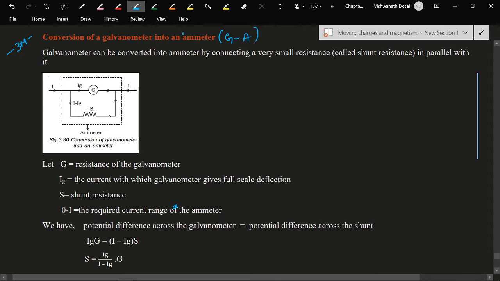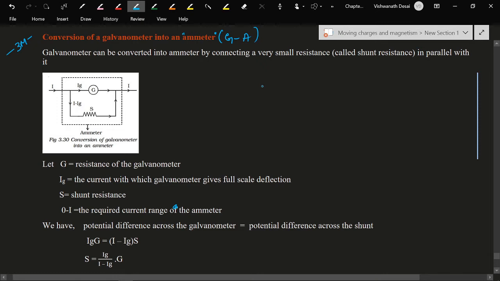First of all, what is an ammeter? An ammeter is a device used for the measurement of current through the circuit. Hence, it must be connected in series with the circuit.